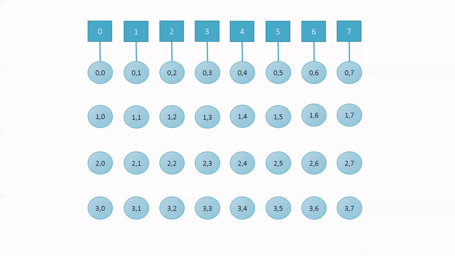The first rule is that for every i and j, if i is greater than 0, it is connected to i minus 1 comma j. So since i should be greater than 0, we need to consider only the nodes in row 1, row 2 and row 3. Now let's take the row where i is equal to 1.